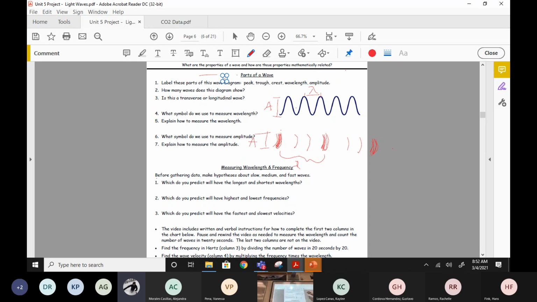Now tell me this, what did I change here on this wave? I changed the amplitude. For light, that would make it brighter. But it wouldn't change the color of the light unless I change the wavelength too. And the same thing is true for sound.